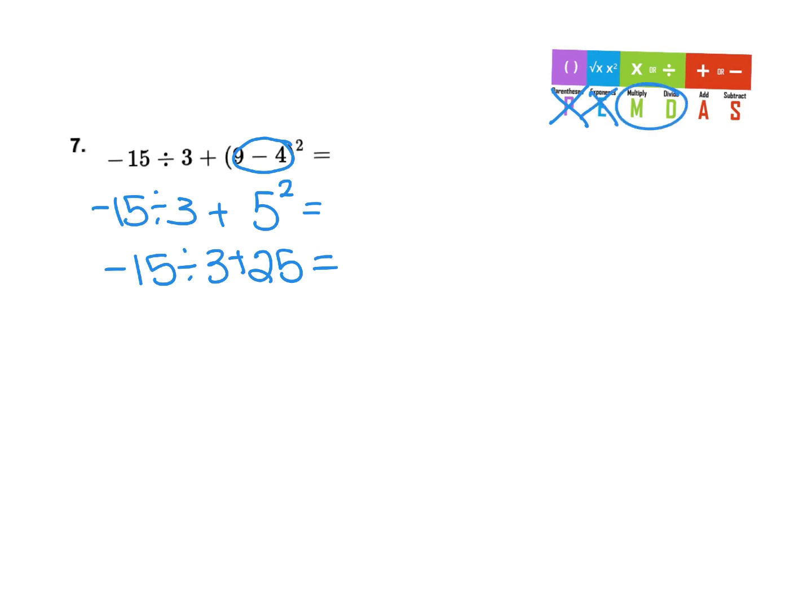Now we're going to look at the multiplication and division, and we have divide right here. So negative 15 divided by 3 is negative 5. Now plus 25, and negative 5 plus 25 is going to give me 20.